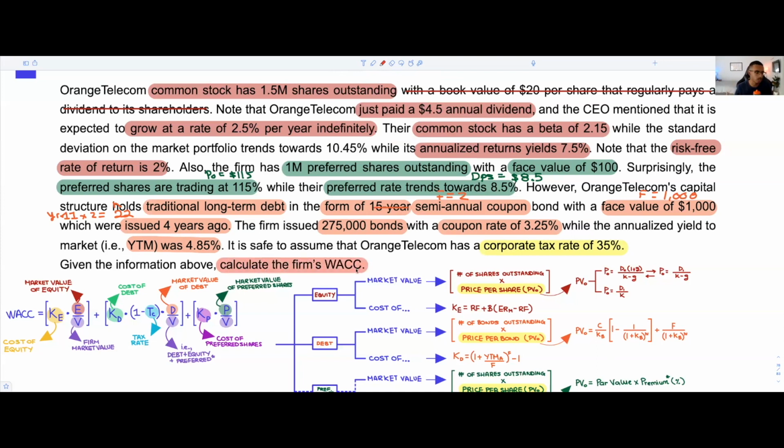So now that we have all this information, I tried to run through it. Maybe that was too slow. We're going to go ahead and solve for every single one of these buckets, equity, debt, and preferred shares, in order to find the cost of all of these and the market value of all of these, okay? We're gonna do it quickly though. So you'll see how much fun you're gonna have here. So let's go ahead and do this.